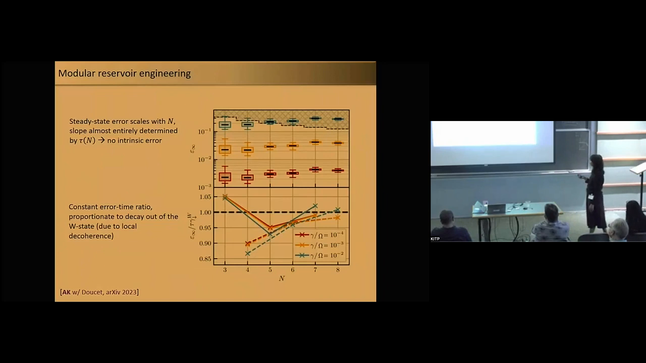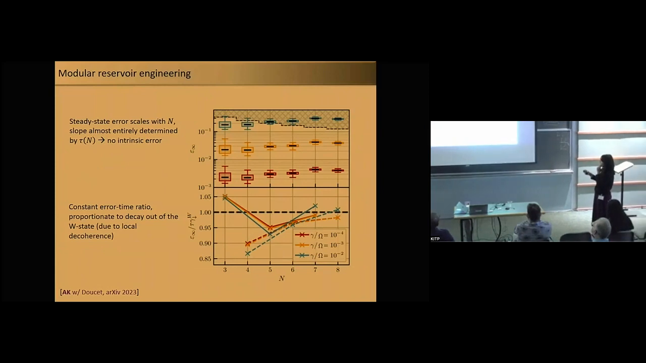And just to confirm that in the modular reservoir protocols this system has no intrinsic error, we study the steady state error as a function of system size from 3 to 8 for several dissipative maps. It becomes a little hard to do for more than 10. And you see that it is slightly increasing with system size. This is some kind of an entanglement witness, the hatched region.